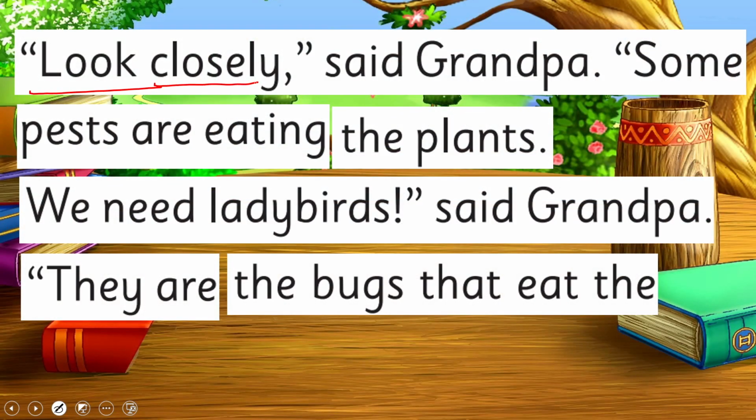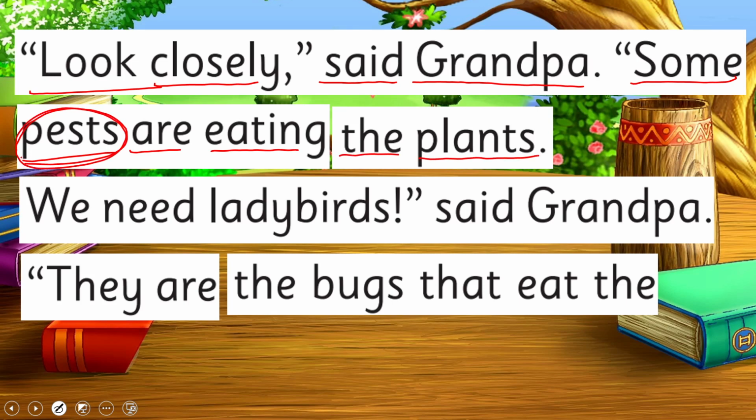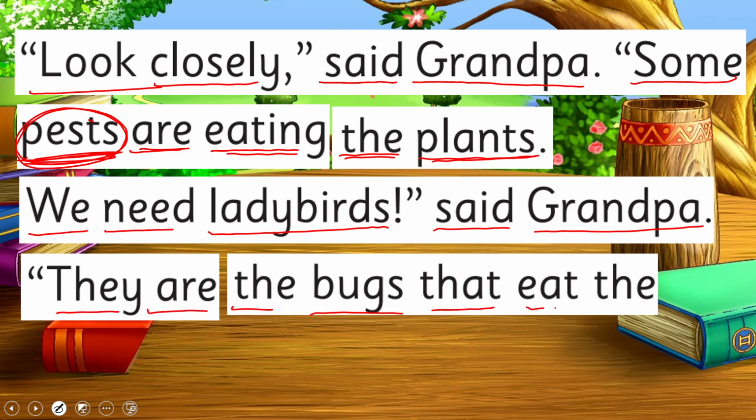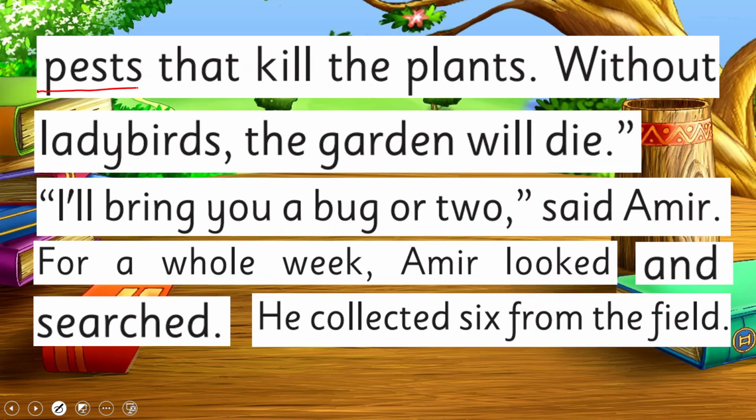"Look closely," said grandpa. "Some pets are eating the plants." Pets are the small insects which are harmful for plants. So some pets are eating the plants. "We need ladybirds," said grandpa. "They are the bugs that eat the pets that kill the plants. Without ladybirds, the garden will die."